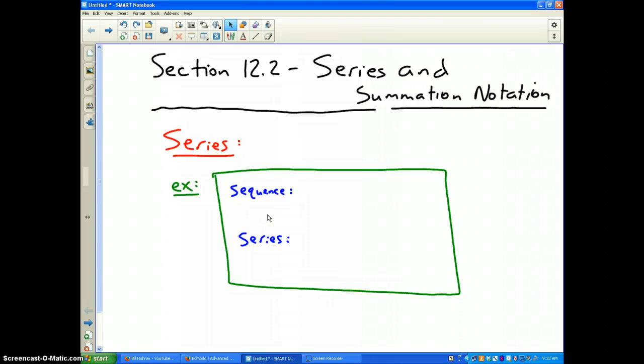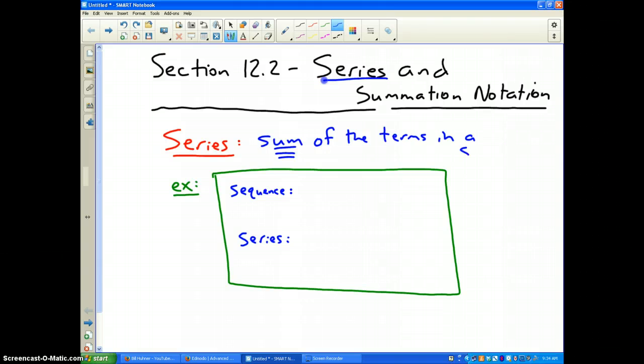All right, the topic of section 12.2 is the word series. A series is nothing more than the sum, most important word, of the terms in a sequence. So basically what you do is you take a sequence and you add all the numbers together.